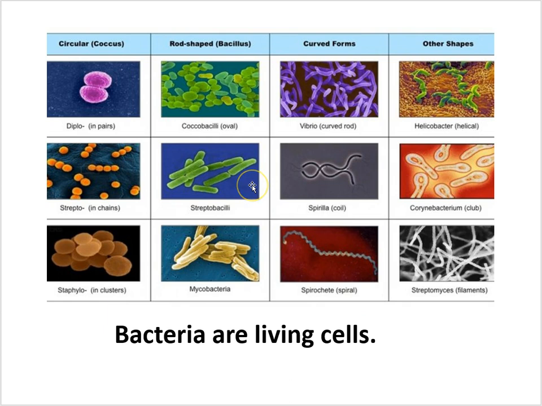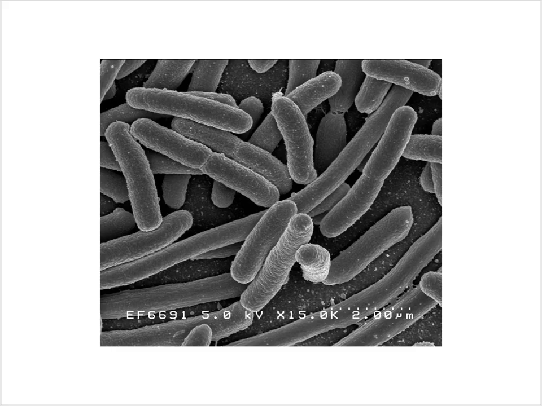So bacteria are a diverse group. There are many different kinds of bacteria that live in all kinds of different places on Earth, including extreme environments. Here's a scanning electron microscope picture of a bacteria. So this is highly magnified. They are rod-like cells, these ones here. But not all bacteria are rod-like. Some are spheres and have different shapes.